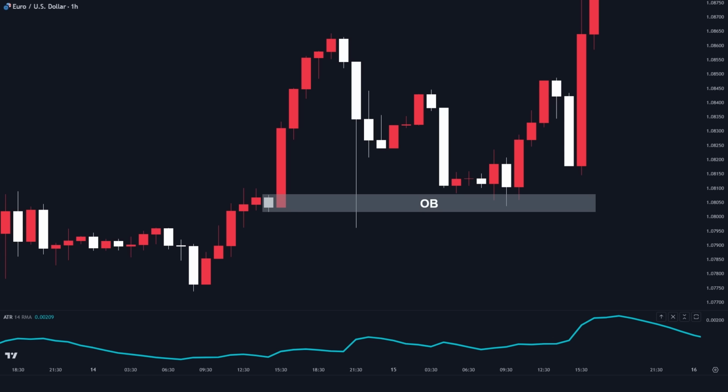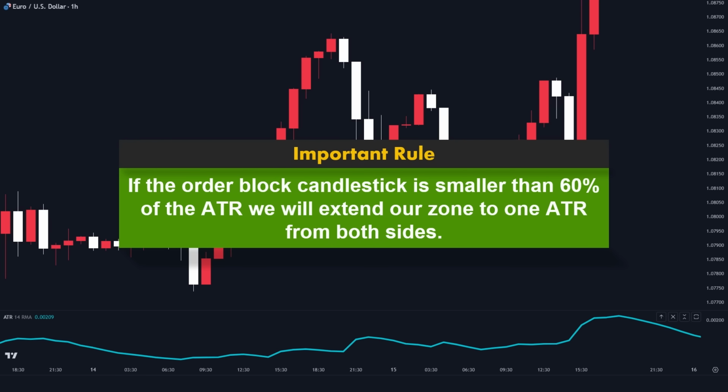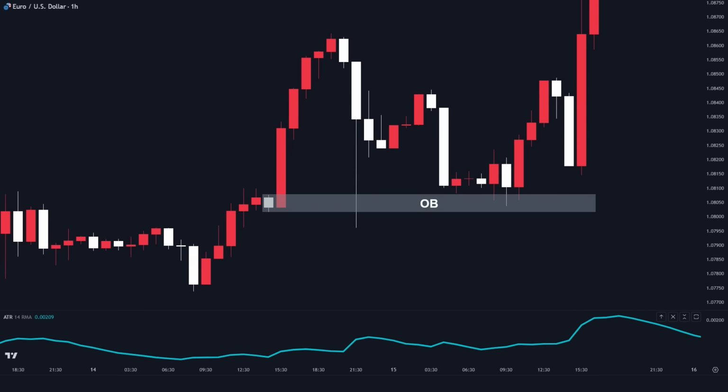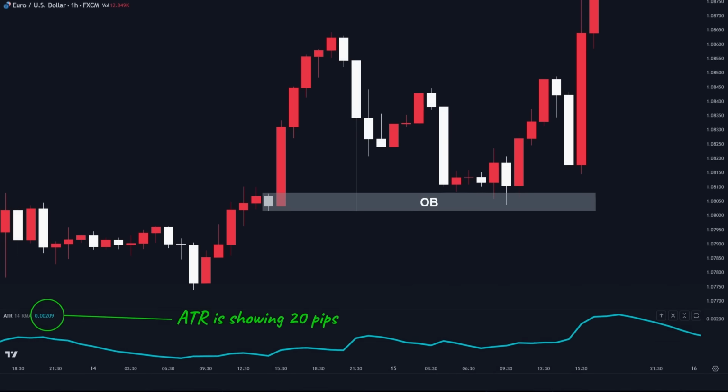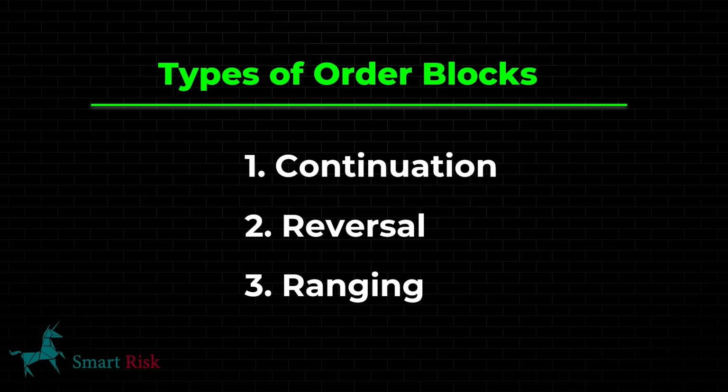So here is an extra rule for marking the order block zone. If the order block candlestick is smaller than 60% of the ATR, we will extend our zone to 1 ATR from both sides. For example, here the ATR shows that the average size of the past 14 candles is 20 pips, so if the order block range is lower than 60% of 20, which is 12 pips, we will extend our order block zone to 20 pips.